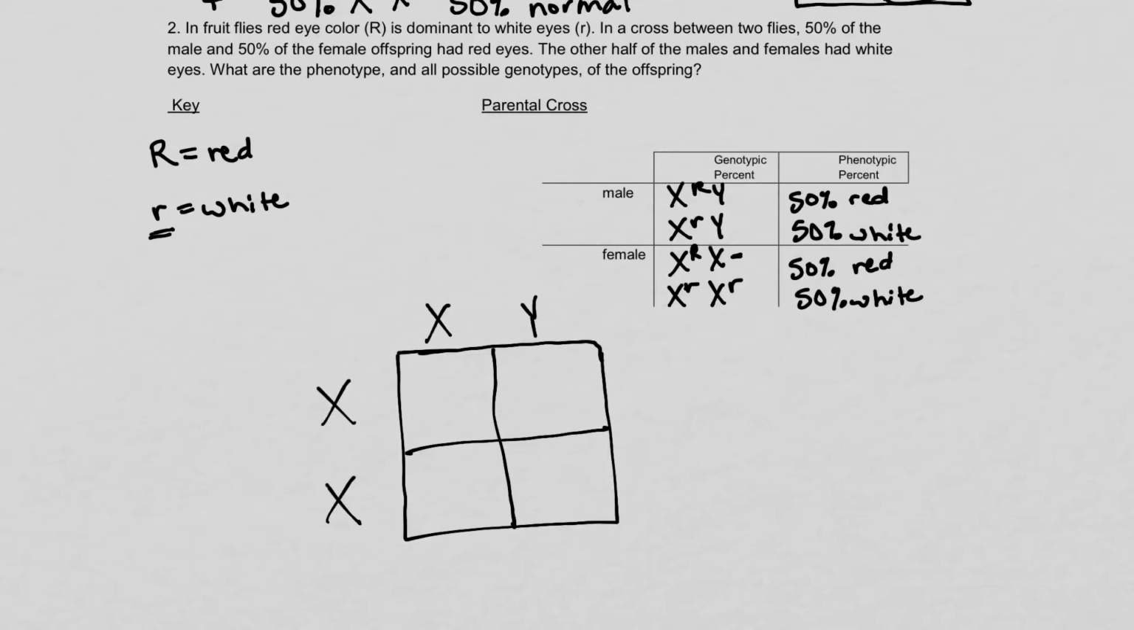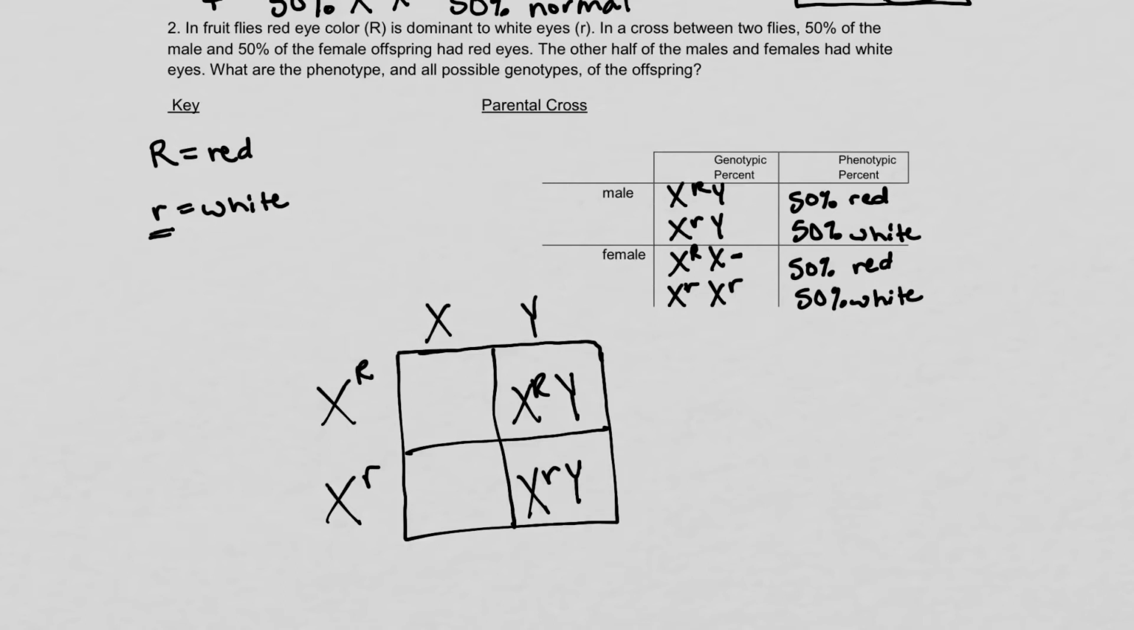All right, so we know that in order to have a male that is 50% red, this box would have to be this. So that means we've got a dominant allele over here, and this box would have to be this. So that means this was the mother.